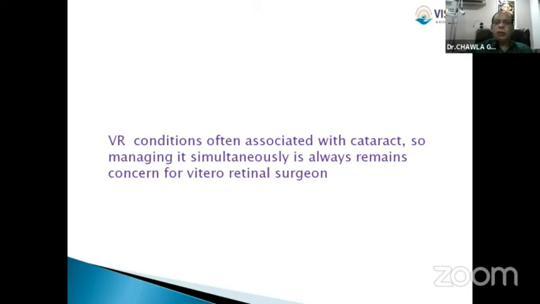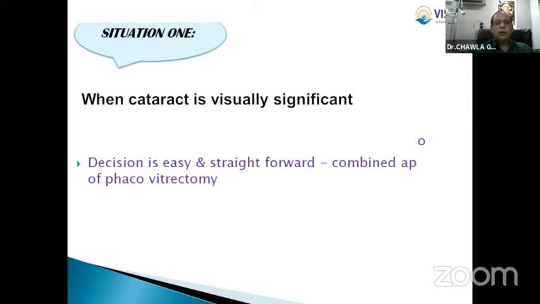Vitreoretinal conditions are often associated with cataracts, so managing them simultaneously always remains a concern for the vitreoretinal surgeon. When we are performing vitreoretinal surgery, we come across around 3 situations. The first situation is when the cataract is visually significant. In that situation, the decision is very straightforward and easy. We have to go for a combined surgery.